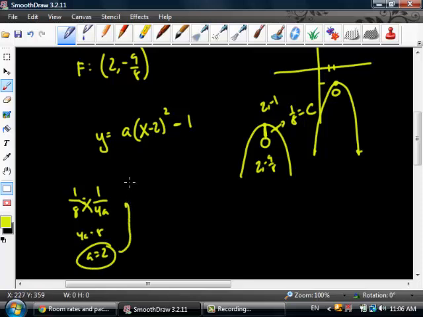So that goes in here. So I end up with y equals 2 parentheses x minus 2 squared minus 1. But we have to start using a little bit of sense. This parabola is facing down, so it's not 2. That's my coefficient. It's -2.